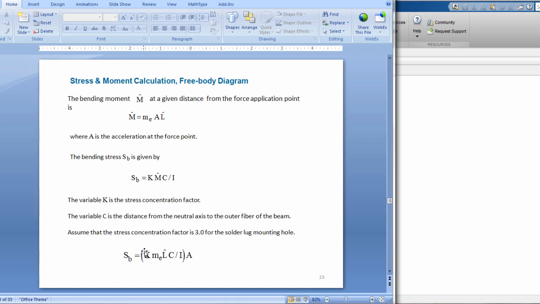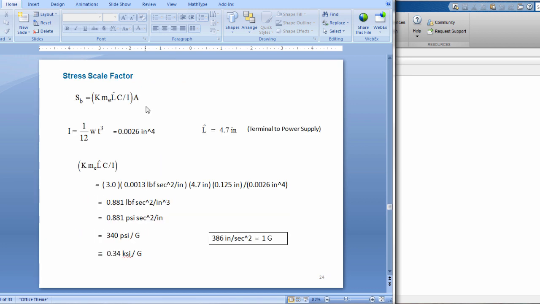So imagine that now we do a little bit of rearranging and substitutions. In our parentheses here, we have the stress concentration factor times effective mass times the length times the distance from the neutral axis, divided by I, the area moment of inertia, and let's call this a coefficient. That will be multiplied by our acceleration time history in order to give us our bending stress time history at that solder lug mounting hole. So this just shows you the calculations. It's actually a bit of a nuisance to go through and get all the units correct and do the calculations.